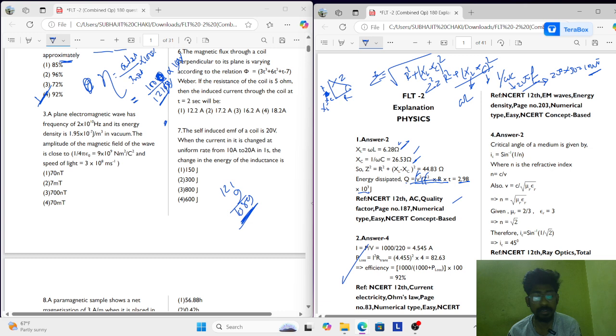So they have also calculated this way. Same thing. Okay, so efficiency is output 1000 divided by 1000 plus power loss.